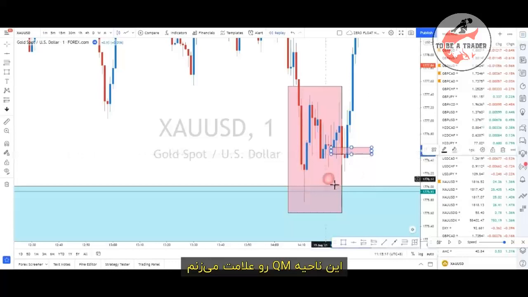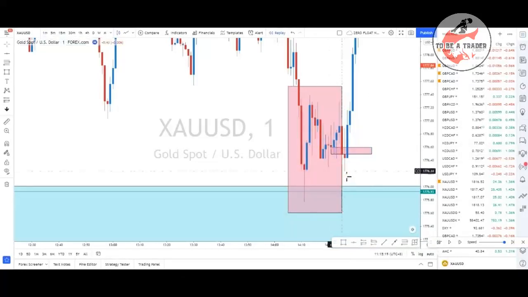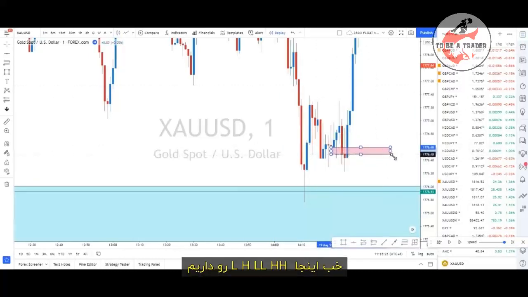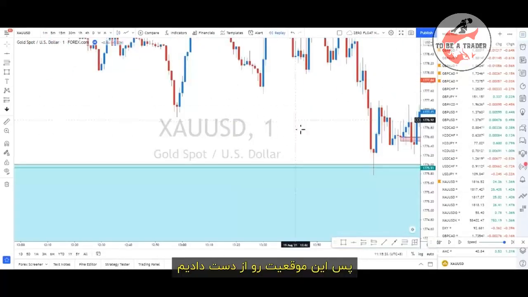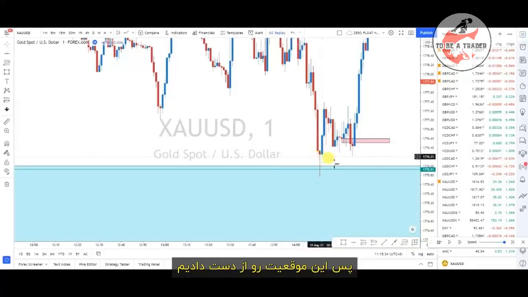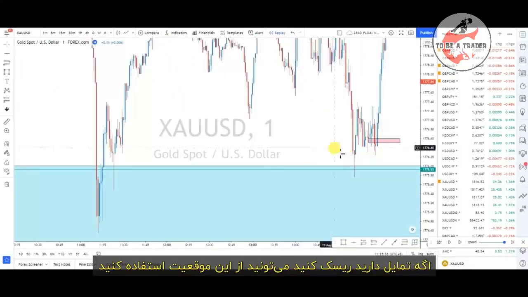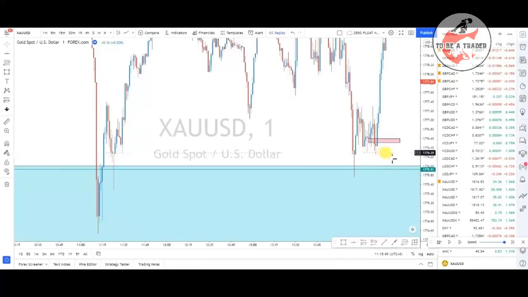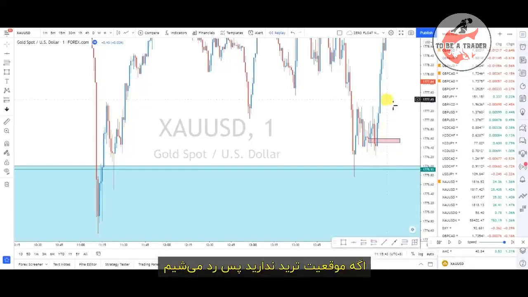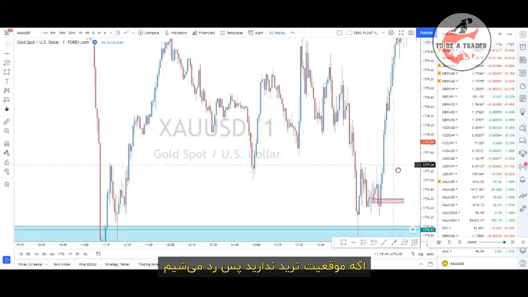I'm gonna mark this. Okay, take this away. So this is a QM. Okay, so we have the lower high, lower low, higher high. Price goes up but never comes back. Okay, it just went straight up, so we missed this opportunity. If you're willing to take the risk, you can try here, but there is no confirmation. So if we do not have the opportunity to trade, then we can just skip this trade anyhow.